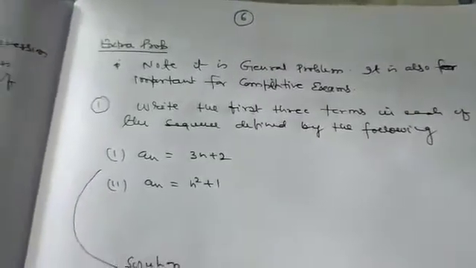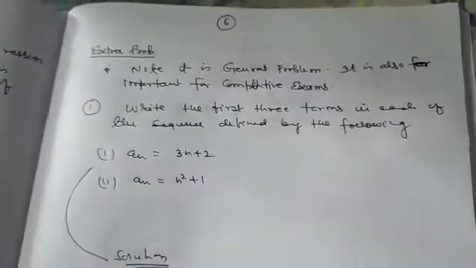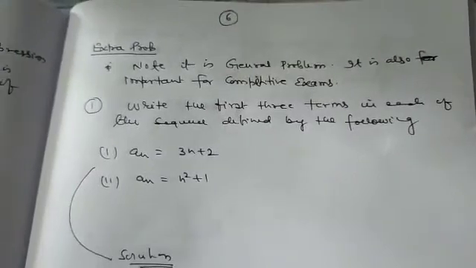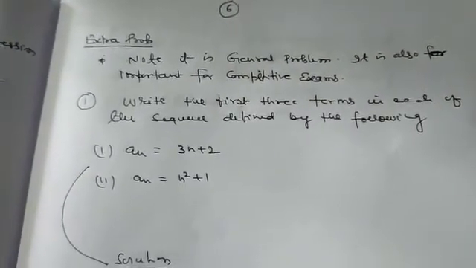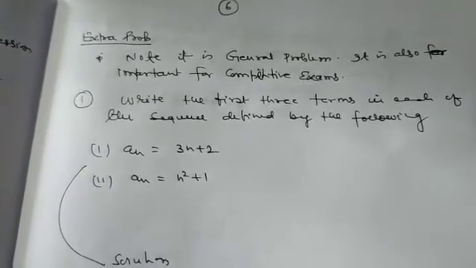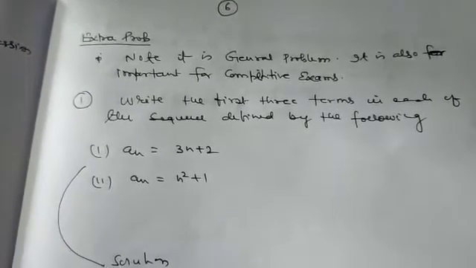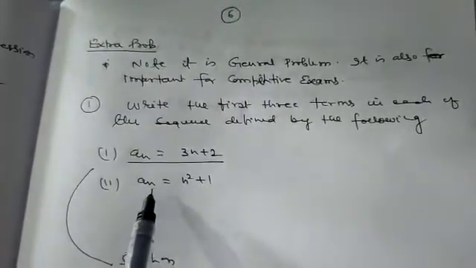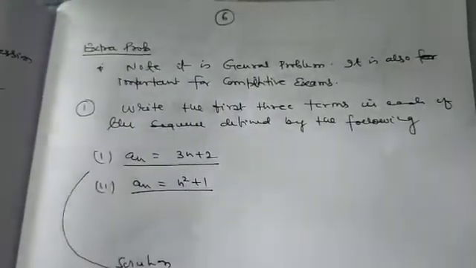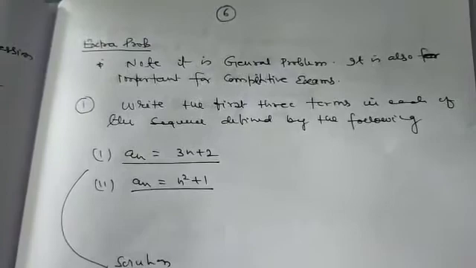Yes, my dear students, now I want to explain a very important problem. Write the first three terms in each of the sequences defined by the following. Here Tn is 3n plus 2 and Tn is n square plus 1. So what do we observe?